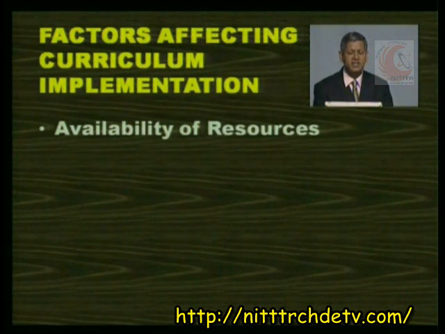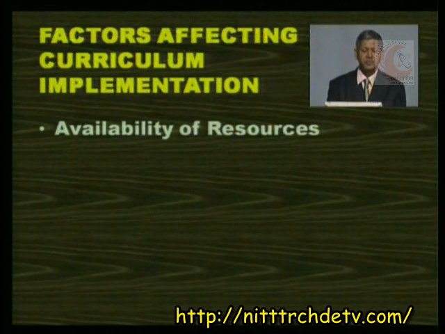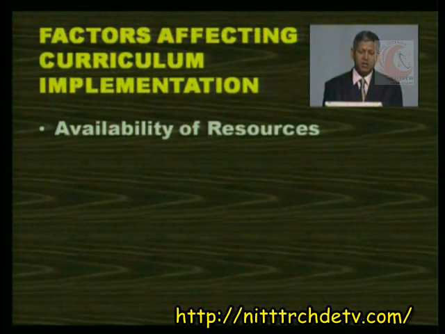The first factor is availability of resources. The institute management has to ensure that all resources required while implementing the curriculum are available beforehand. These resources may be physical resources, that is, labs and workshops, and if the labs and workshops are available, then the equipment, machinery and tools in these workshops. All these resources will be very helpful in developing the desired skill amongst the students.